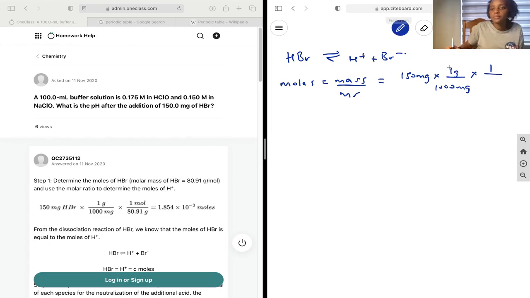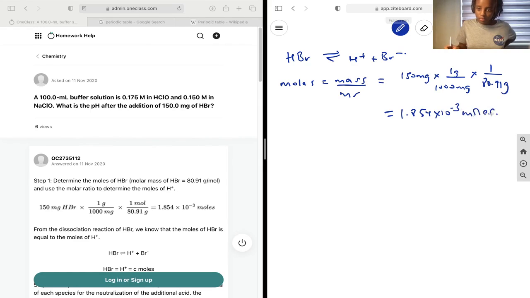Let's just erase this line. And the molar mass is going to be 80.91 grams. And this gives us a final answer of 1.854 times 10 to the negative 3 moles. Because the ratio is 1 to 1 to 1, we have the same amount of moles of H plus.